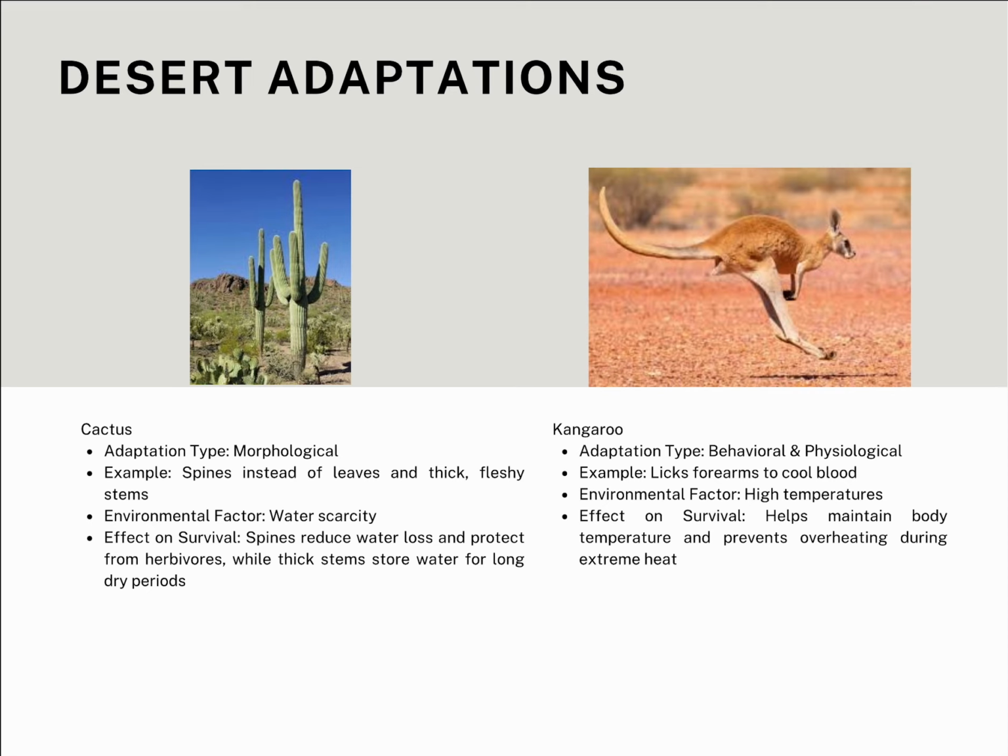Cactus. Adaptation type: morphological. Example: spines instead of leaves and thick fleshy stems. Environmental factor: water scarcity. Effect on survival: spines reduce water loss and protect from herbivores, while thick stems store water for long dry periods. Forest and rainforest adaptation.